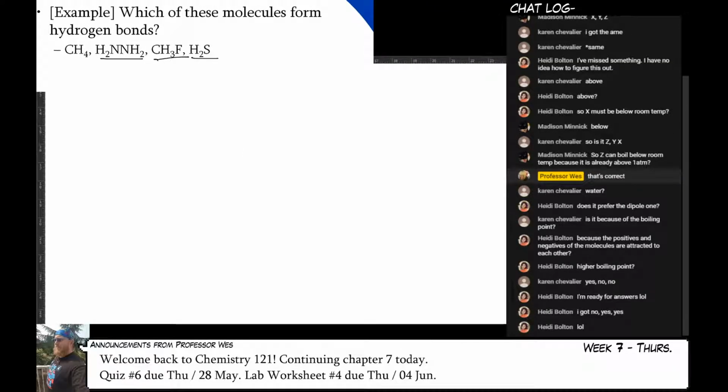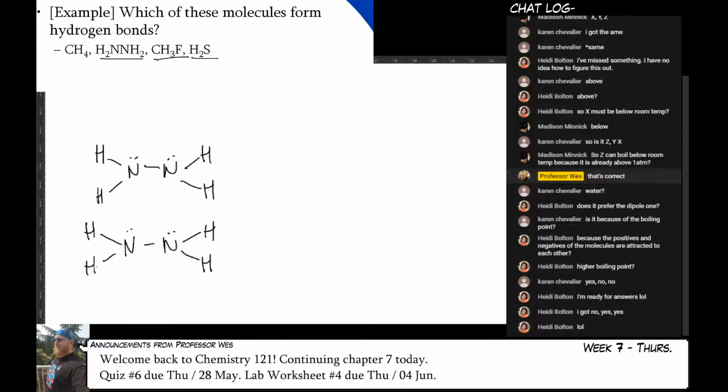Alright, so let's draw the Lewis structures of these. So H2N-NH2. Hopefully for this one you got a molecule that looks like this. And then I'm going to make a second copy of it. And now what I need to do is I need to fulfill both the conditions. The first condition was, do I have a hydrogen bonded to an electronegative atom, N, O, or F? And the answer to that is, yeah, I have tons of them. In fact, all of these bonds would qualify.